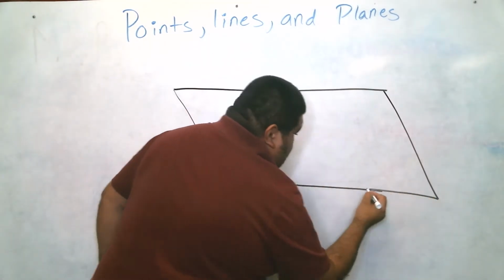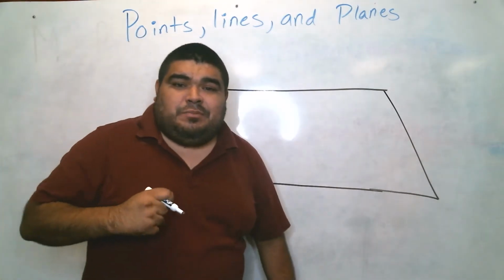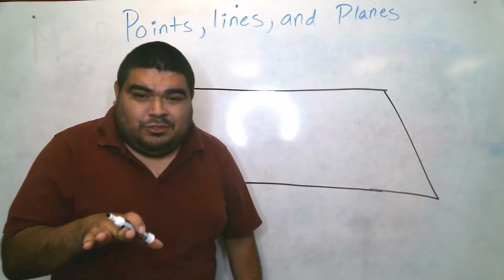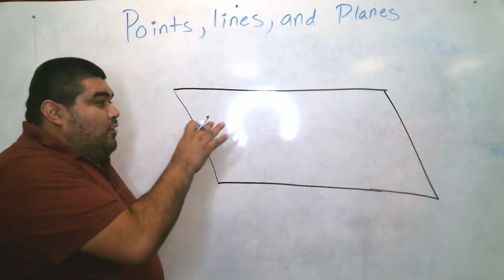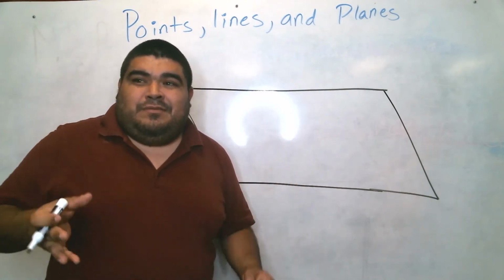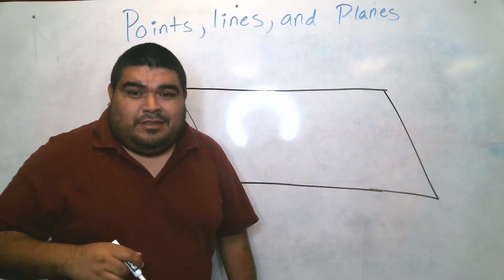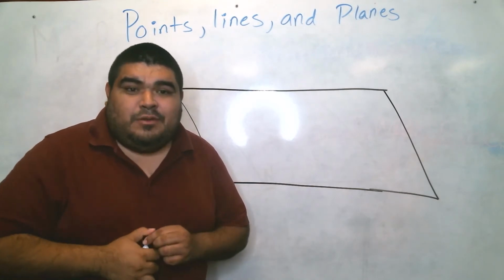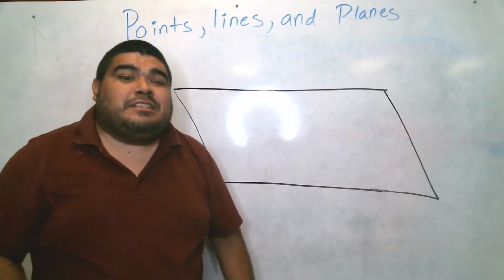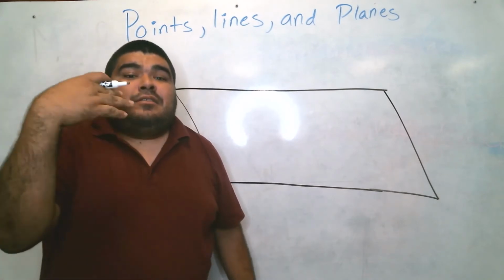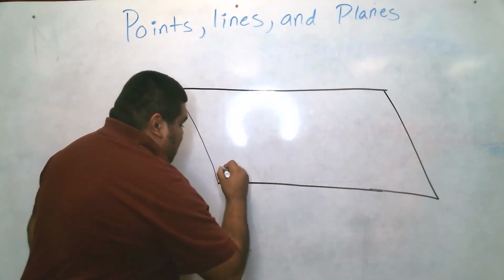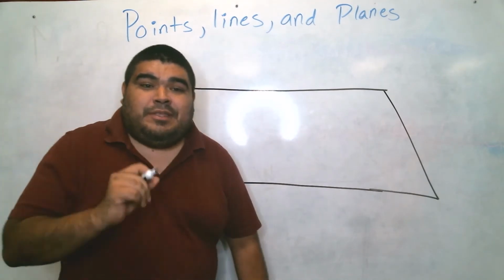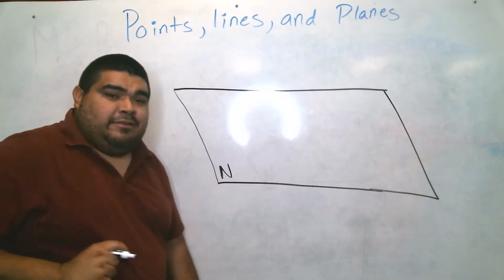Now that we have this plane, does anybody know what kind of shape this is? I know it's not the best drawing. This is not art class. All right, so by the looks of it, what kind of shape does it remind you of? A parallelogram, right? So now that we have our plane, we have to name this plane something. We're going to name it plane N. That's the name of the plane, plane N. All right, it's right here.